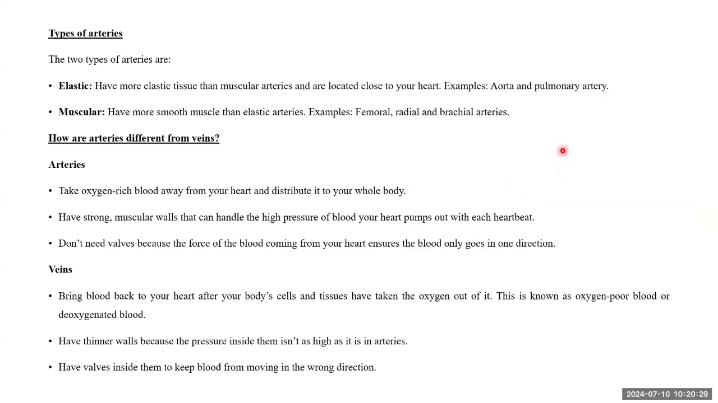Next, there are different types of arteries. Let's go through their types just superficially. So mainly there are two types of arteries. One are elastic, one are muscular. Elastic arteries have more elastic tissue than muscular arteries and are located close to your heart. For example, the aorta and pulmonary artery.